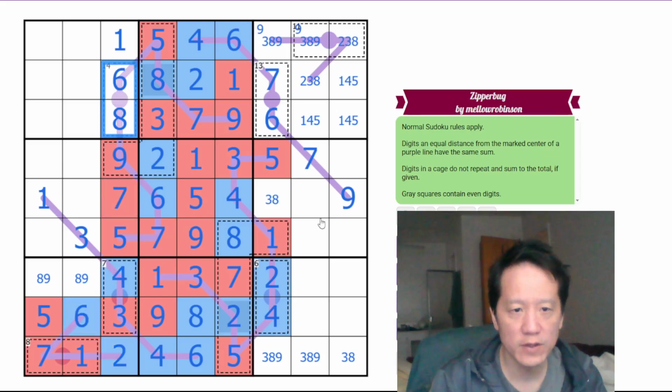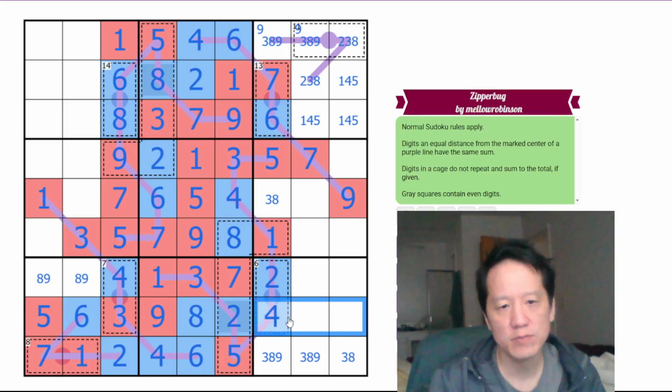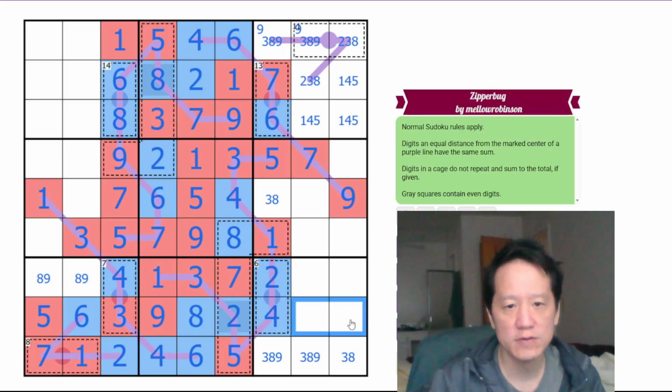Odds, evens, and this is odd. These are odd. And these are odd. This is odd, and this is even. The remaining digits here must be 1 and 7. This can't be 7, so this must be 1, which makes that a 7. So these are both odd.